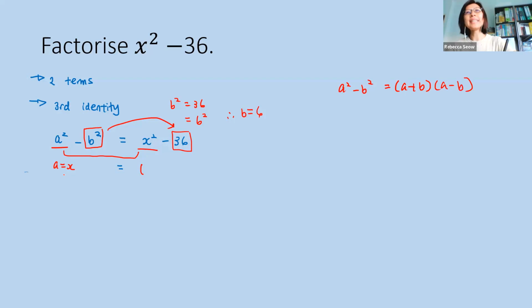We know that a is x, b is 6. So when we factorize, we have a plus b, which gives us x plus 6, multiplied by a minus b, which is x minus 6. So this is its factorized form.